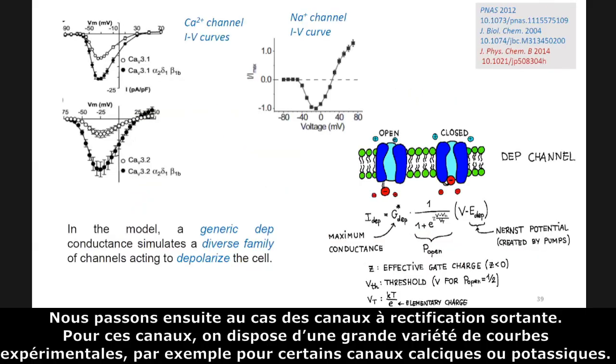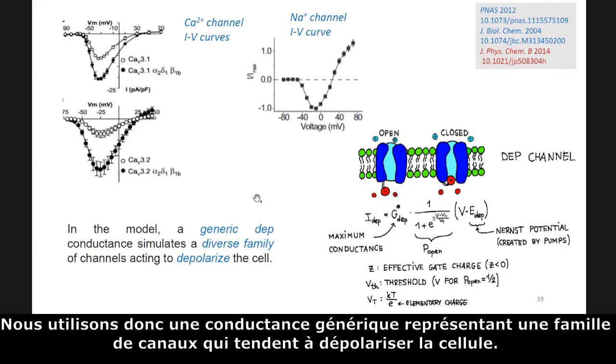Now we move to the case of the outward rectifying channels. In the case of the outward rectifying channels, we have a multitude of experimental curves concerning, for instance, this calcium channel or this potassium channel. So we follow a generic conductance simulating a diverse family of channels trying to depolarize the cell.